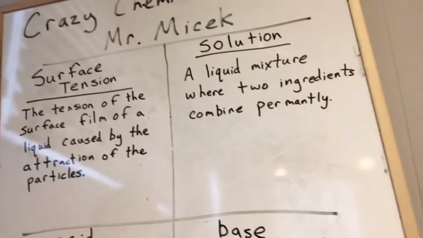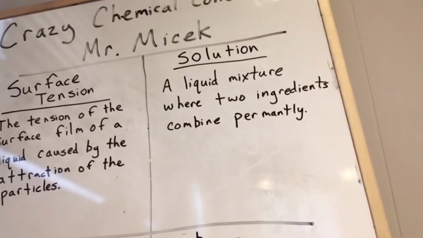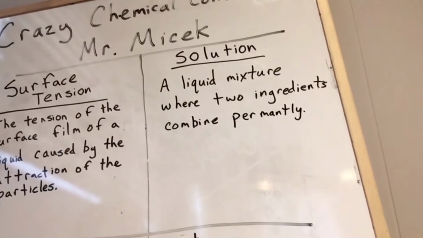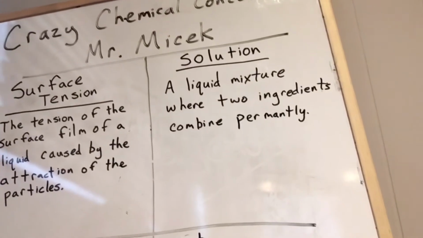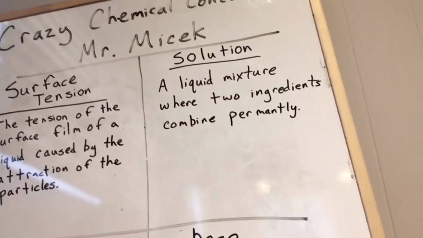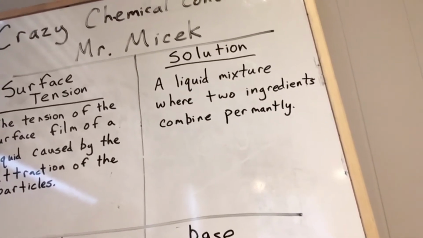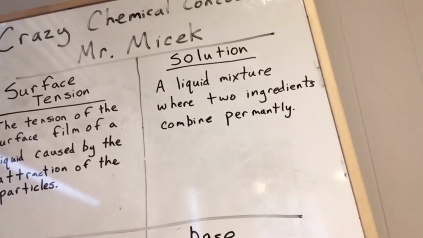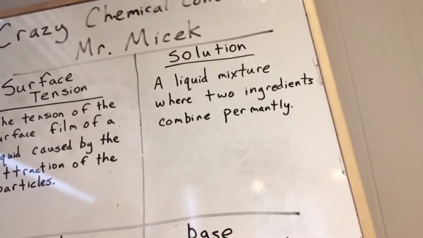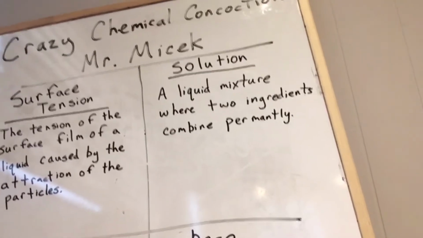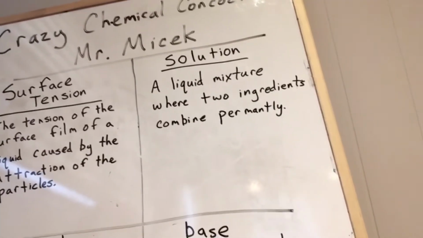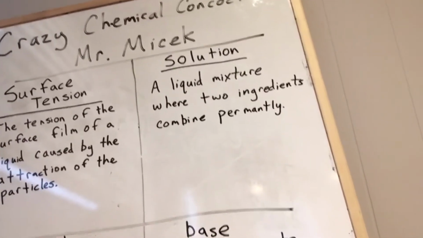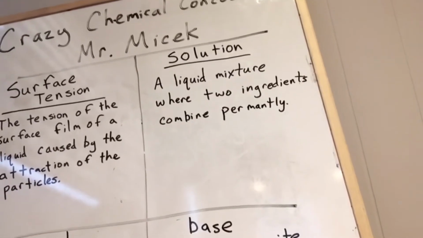Another one is solution, which is a liquid mixture where two ingredients combine permanently. So I always think of there's a mixture and there's a solution. A solution, you cannot take the ingredients apart. So once you make Kool-Aid, you can't take the sugar and the Kool-Aid mix out of it again. But mixed nuts, which are a mixture, you can pull those nuts out, or Chex Mix, you can pull out the individual ingredients and they'll be back to where they began.